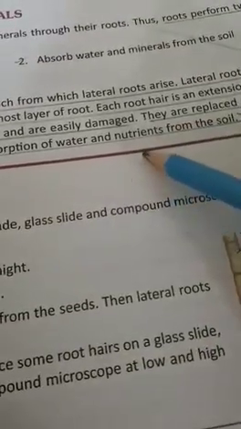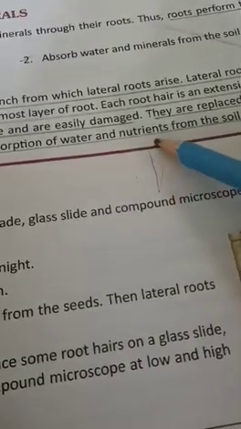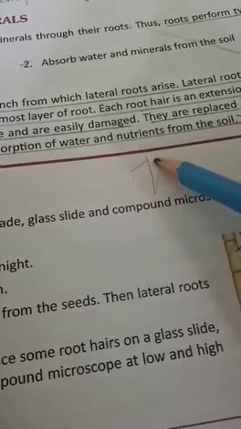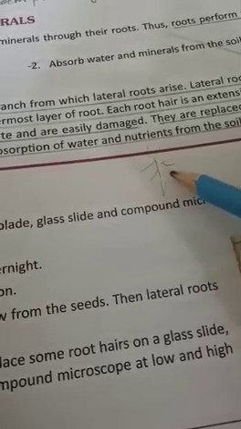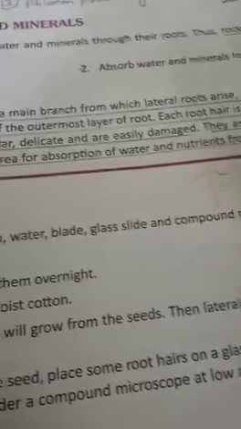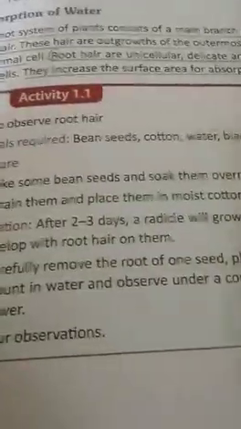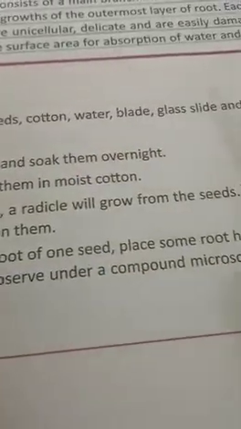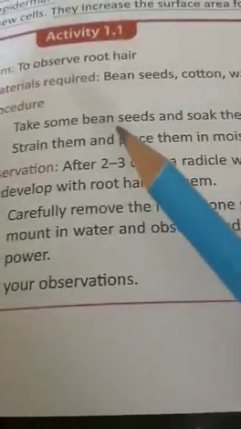Now you might have seen the root of a plant is like this, and from the sides some branches come out. Okay, so these are the root hairs. Let us do an activity, or see an activity, to observe the root hair. For that you need bean seeds, cotton, water, blade, glass slide and compound microscope.